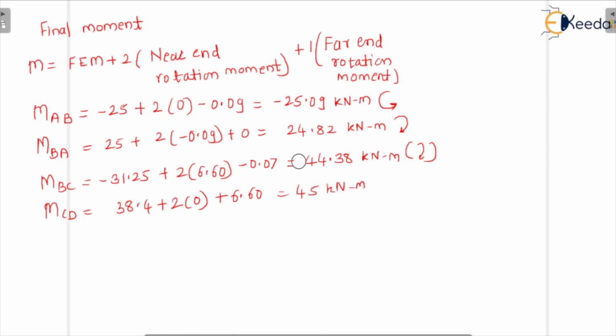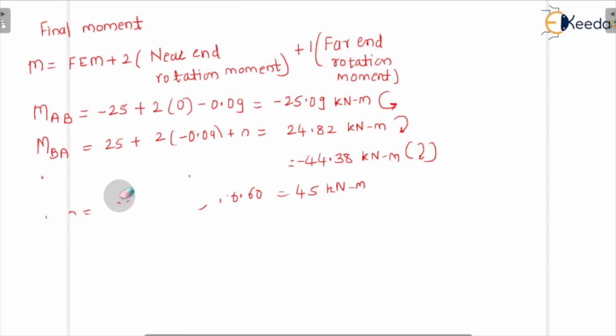Yeah, this is negative. Sorry, where am I? M of CD. This is M of AB, we got it as minus 25.09. M of BA is 24.82. Sorry, there is a slight mistake. M of BC is minus 31.25, 2 into... sorry, there is a slight mistake. Let me just redo this.